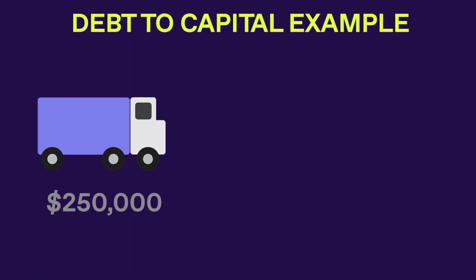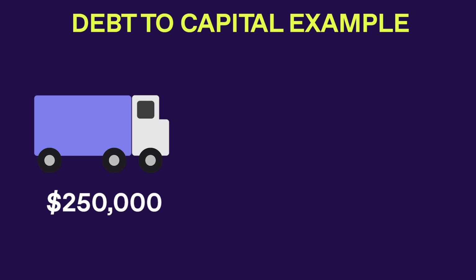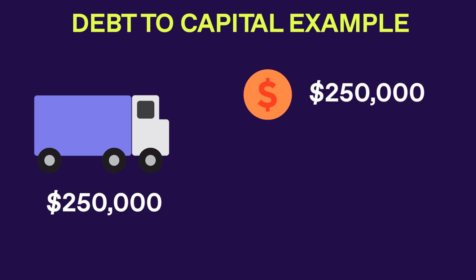If I buy a truck to start my business and I'm assuming I own no other assets, have no other liabilities, and I have no equity, I'm at ground zero. I buy a truck for $250,000, that's my asset. I have debt of $250,000 to buy that truck, and I have $0 equity because my assets match my liabilities, which gives me $0 equity.